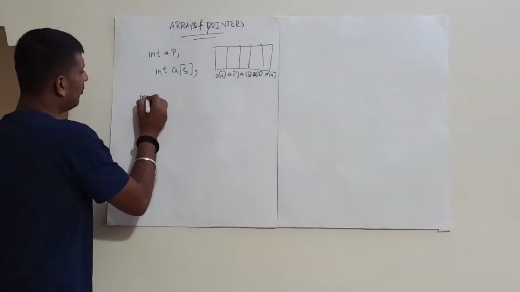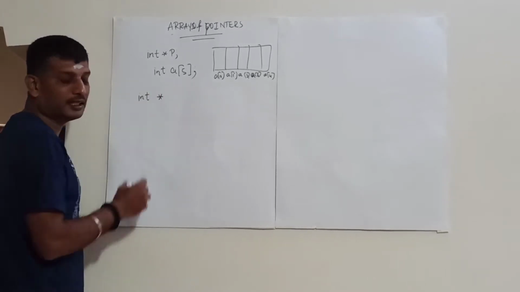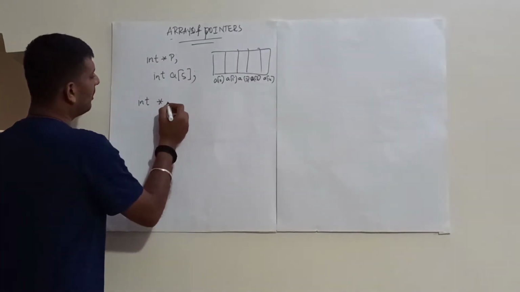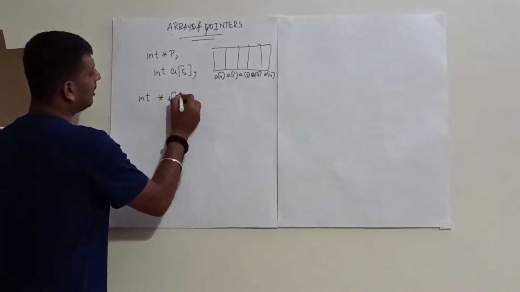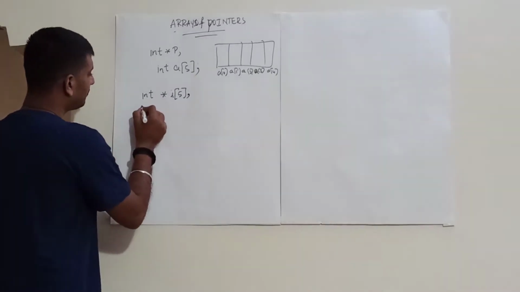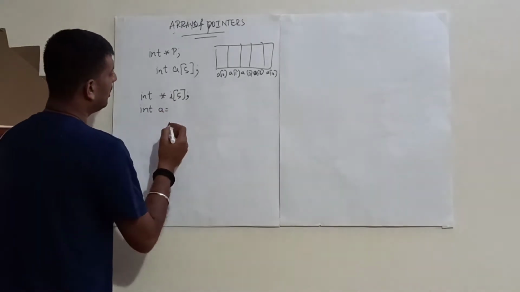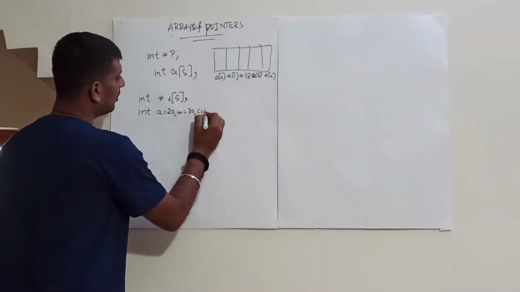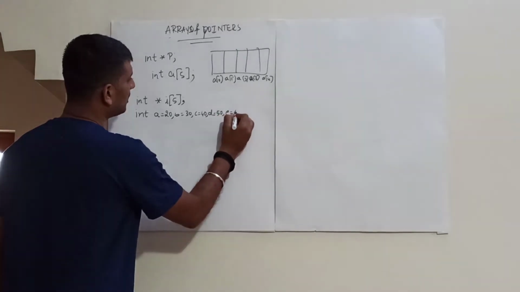Firstly, int is the data type. For declaring the pointer, you need to make use of the star operator, or the pointer operator, followed by the name of the array. I will take the name of the array as i, and the size of the array is 5. Next, I will declare some variables. Let us consider a is equal to 20, b is equal to 30, c is equal to 40, d is equal to 50, and e is equal to 60.